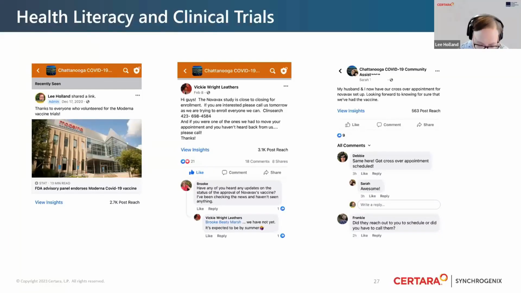And I would like to think that it was partially due to us helping the community understand clinical trials and what was happening with vaccine research. The next one is one that I think is really interesting. I have to give you a little bit of information on the Novavax trial.